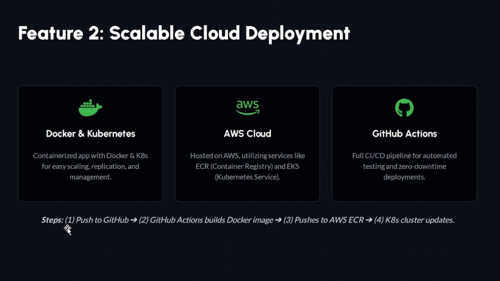So to achieve this, we have some steps to follow. First, push to GitHub. Second, GitHub Actions builds the Docker image. Third, it pushes to AWS ECR. And next, we will integrate Kubernetes cluster updates.